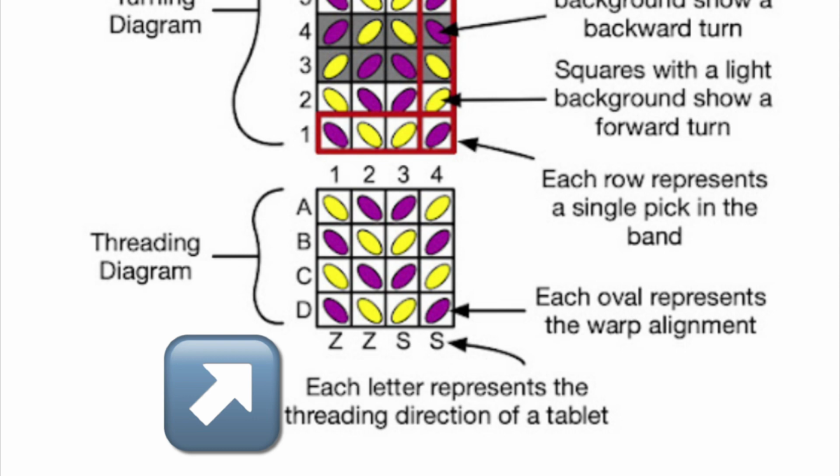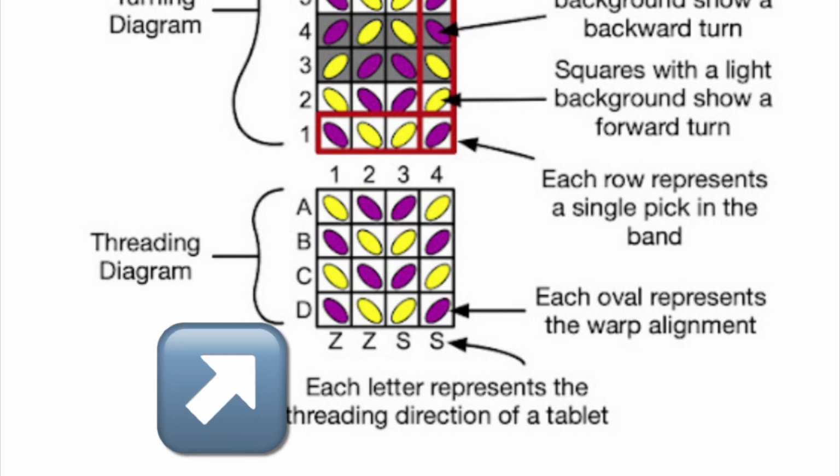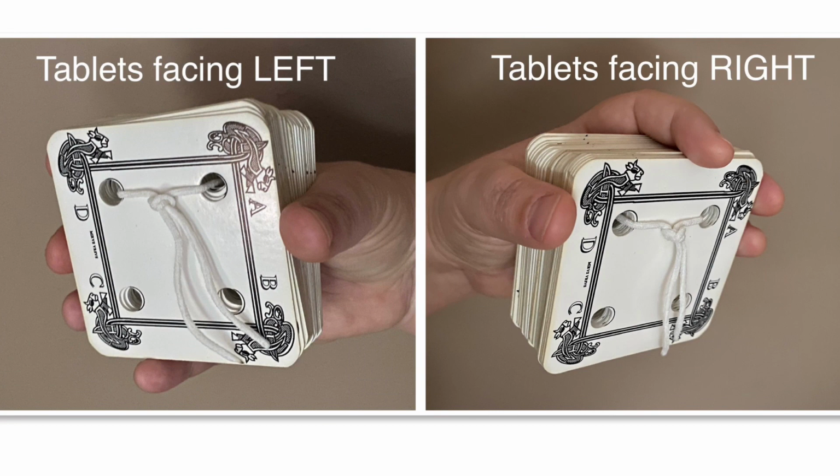Row 1 of the turning diagram matches letter D. So that's going to be our first thread across the top. So that means our cards will be facing right. Tablet facing is important for your thread order. Imagine my thumb is the front of the loom, so the part closest to the weaver.